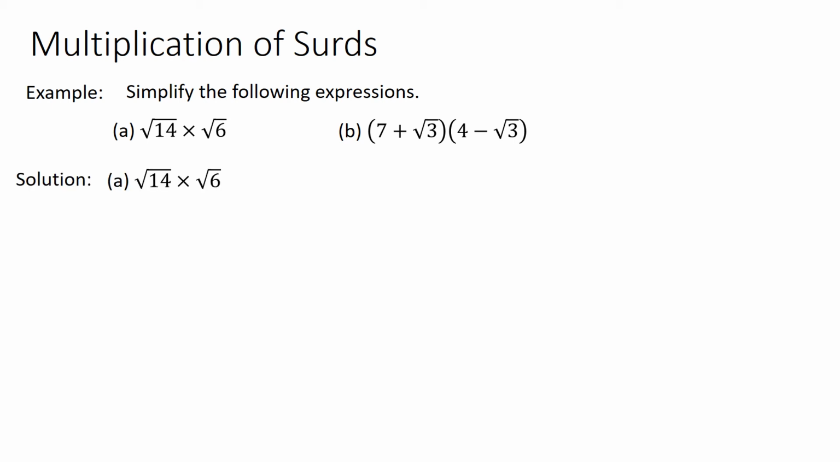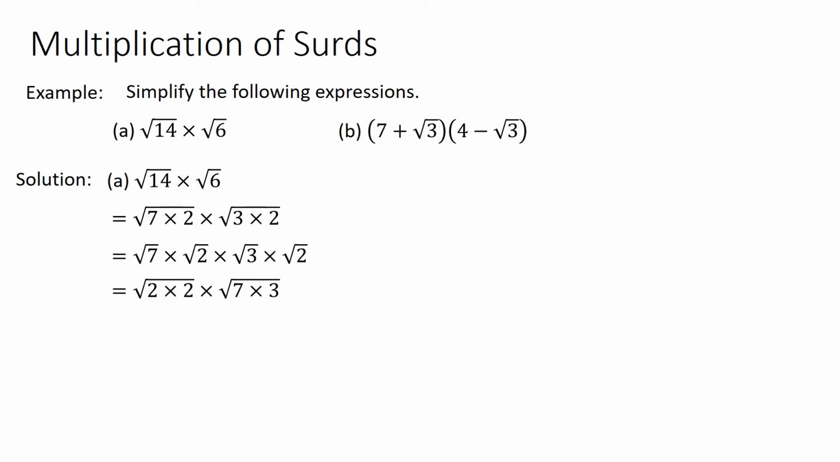The solution for A is surd 14 can be written as surd 7 times 2. Surd 6 can be written as surd 3 times 2. And we can break the surds, it becomes surd 7 times surd 2 times surd 3 times surd 2. We can combine the surd 2, it becomes surd 2 times 2 times surd 7 times 3, and the answer is 2 surd 21.